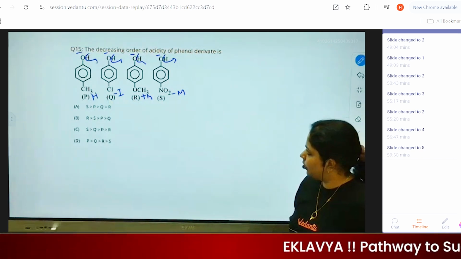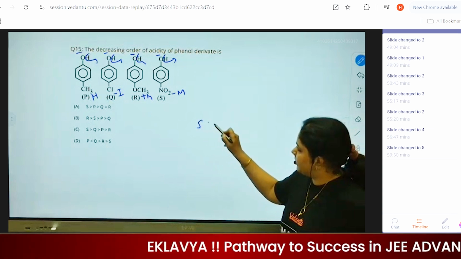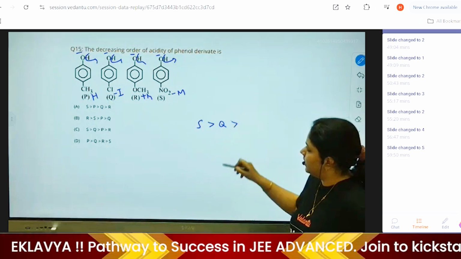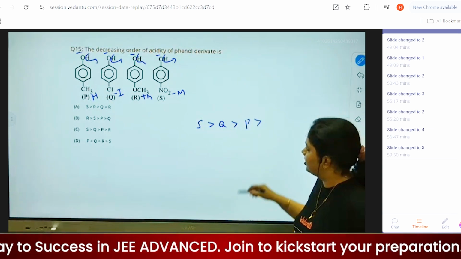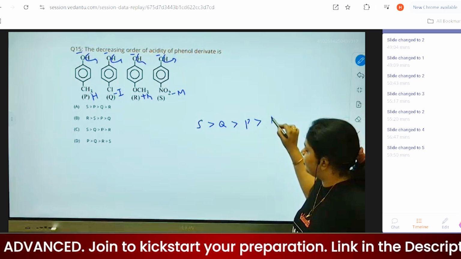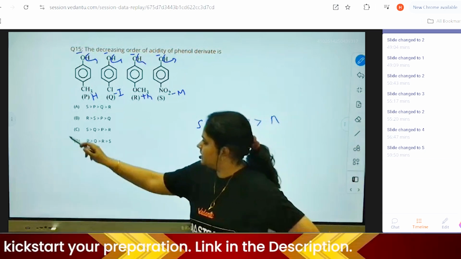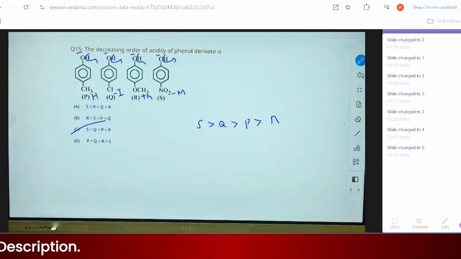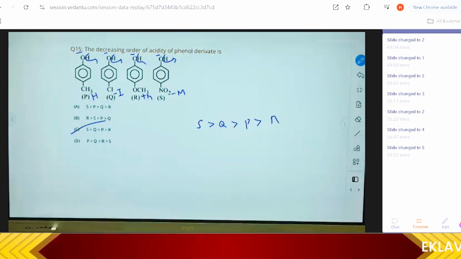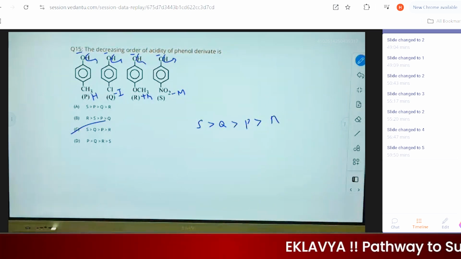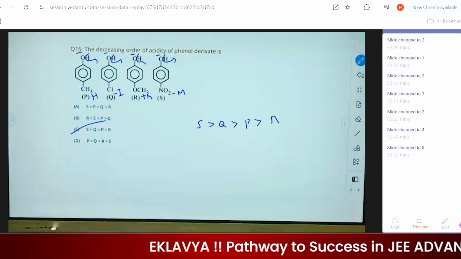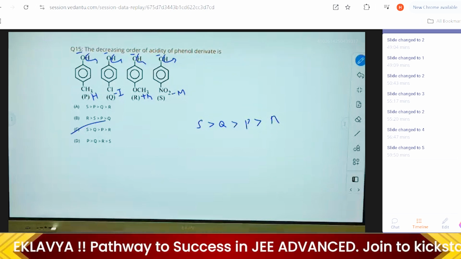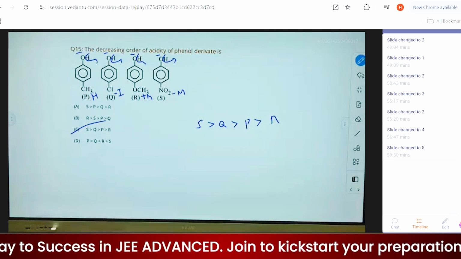So S will be the most acidic, then Q, then P, then R: SQPR. The answer is C. I hope it is clear to you all. So here we have to apply the inductive, mesomeric and hyperconjugation effects to decide the acidic nature. Next, moving further.